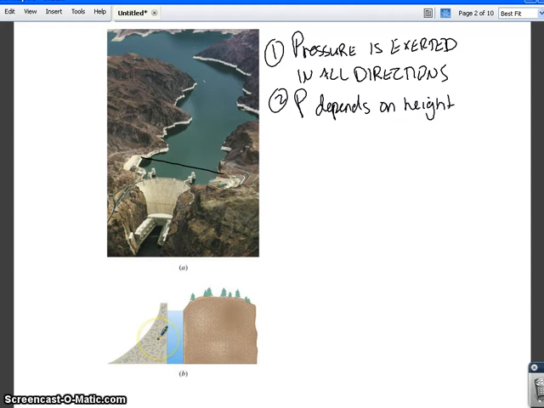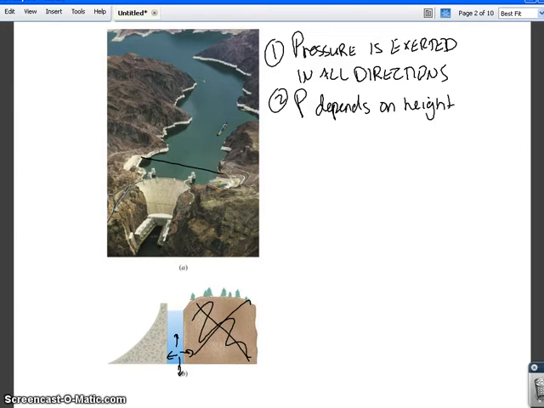Because the pressure depends on height, if this column of water has the same depth as this water right here, it doesn't matter what's behind it. So if this has the same height, pressure is going to be exerted in all directions, and it's going to exert on the dam just as much as it would with this entire lake sitting behind it. So once again, pressure depends on depth, pressure depends on height, and pressure is exerted in all directions.